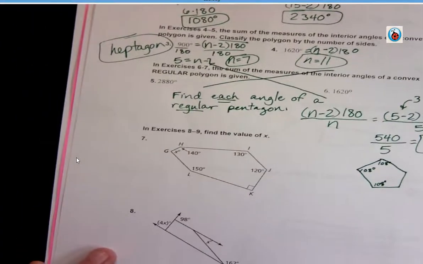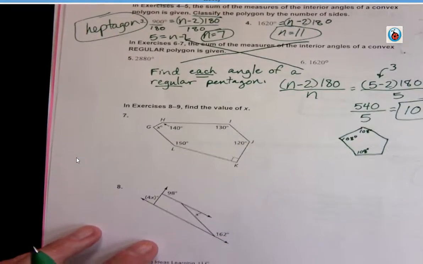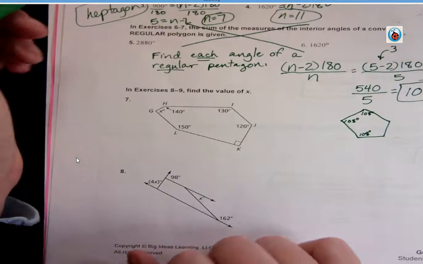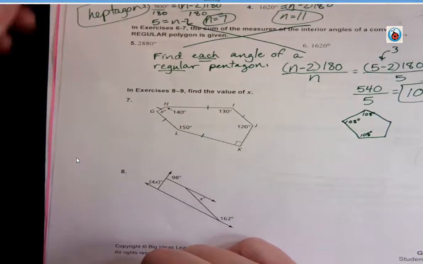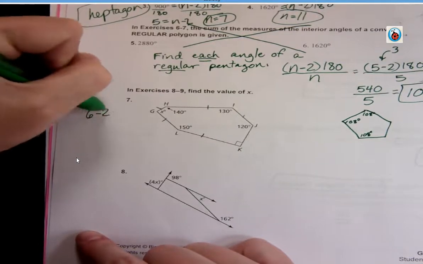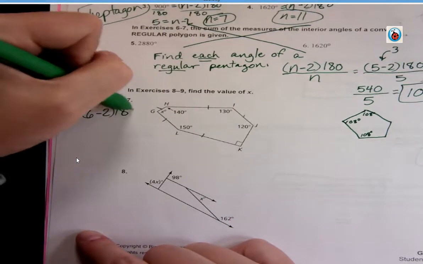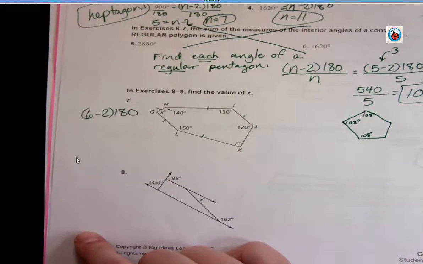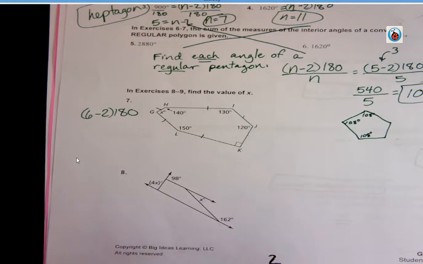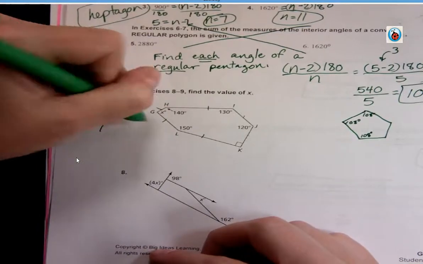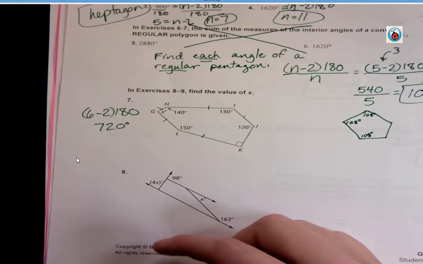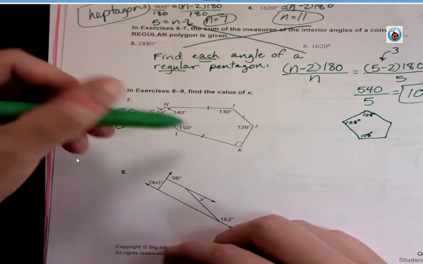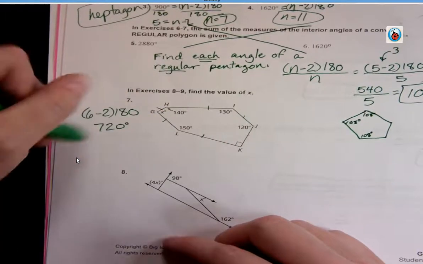So let's look at these two, number 7 and 8. These, I think, look a lot more complicated than what they really are. Right here we have a 1, 2, 3, 4, 5, 6-sided shape. So for a 6-sided shape, first of all we have to figure out what the angles add up to, and it's going to be 720. So these, we first find the sum of the interior angles, 720, and now we know if we add all 6 of these angles, it's going to equal 720.